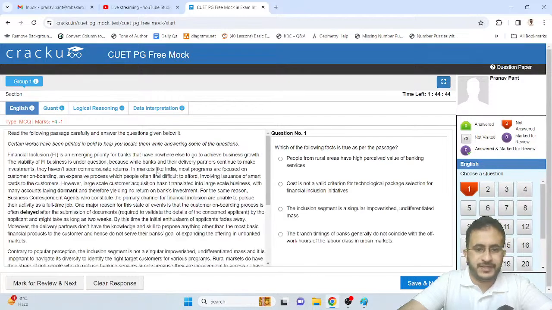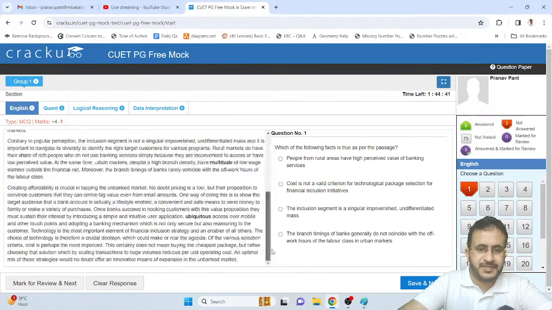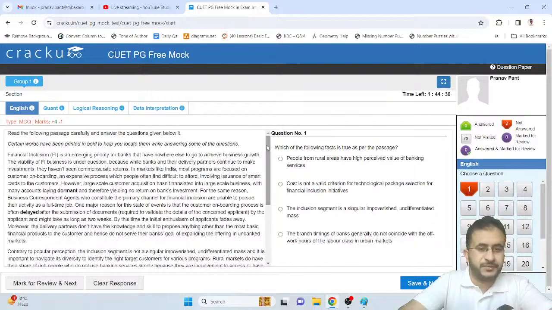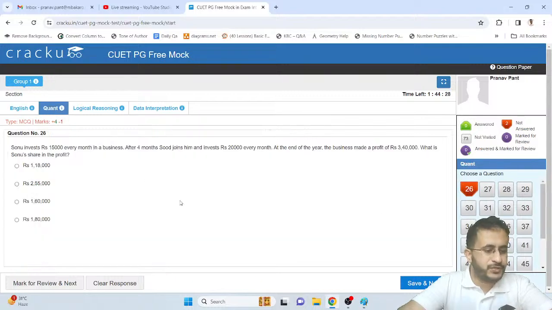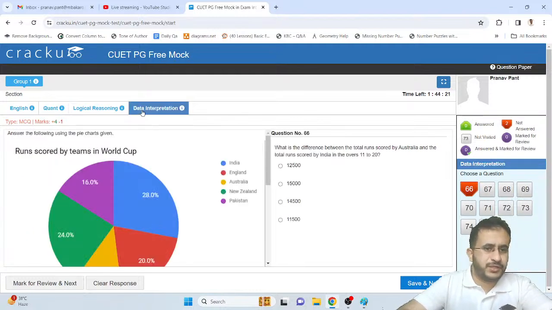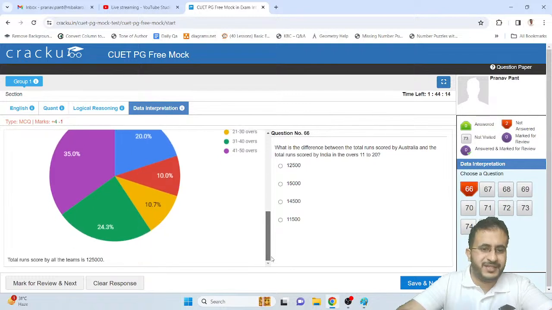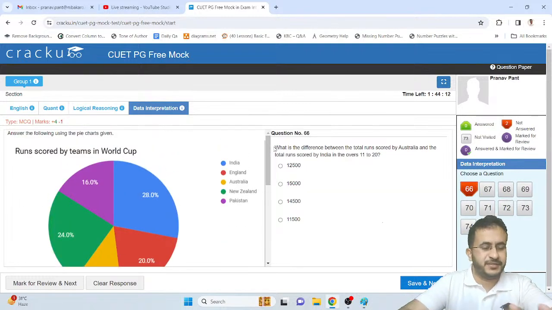So when I start the paper, the very first thing I see is RC. Okay, I'm not comfortable doing RC. Now, someone might be comfortable doing something else. Someone might be comfortable doing RC, they can start with it, right? So I know that my best thing is quant, so I will start with quant. If someone's verbal is good, the person should start with verbal or data interpretation. So let me start with data interpretation, because that's where my expertise is.